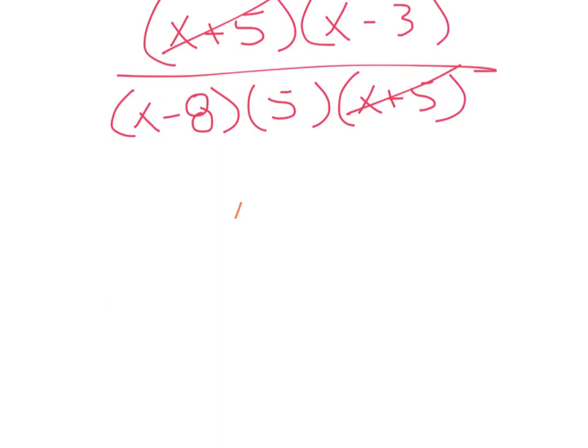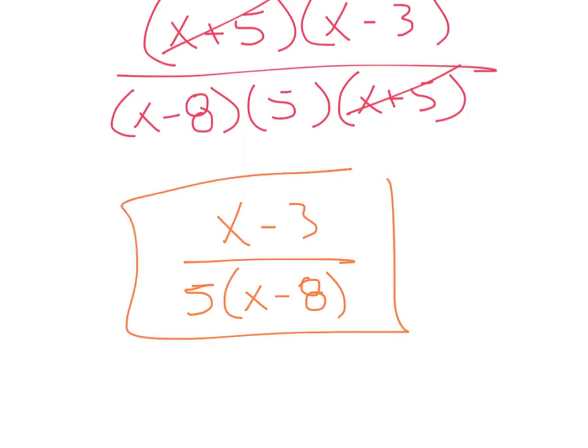My final answer is going to be x minus 3, and now I'm going to get smart and put the 5 in front, all over x minus 8. And that, ladies and gentlemen, is our final answer. Our answer is a fraction, not a number.